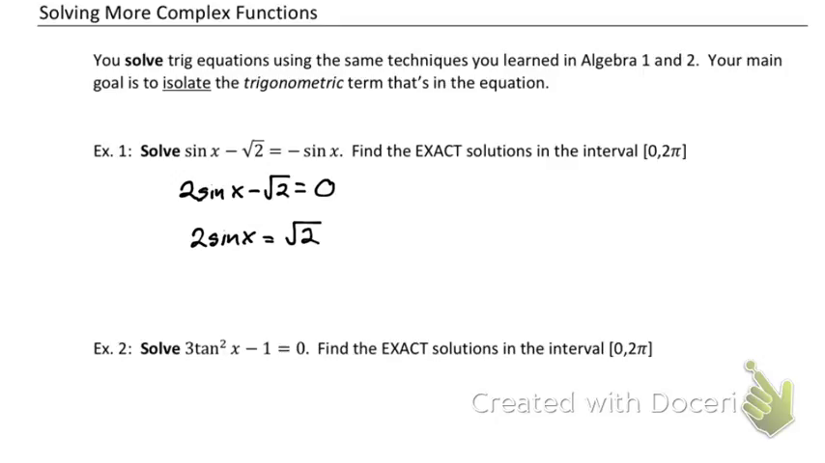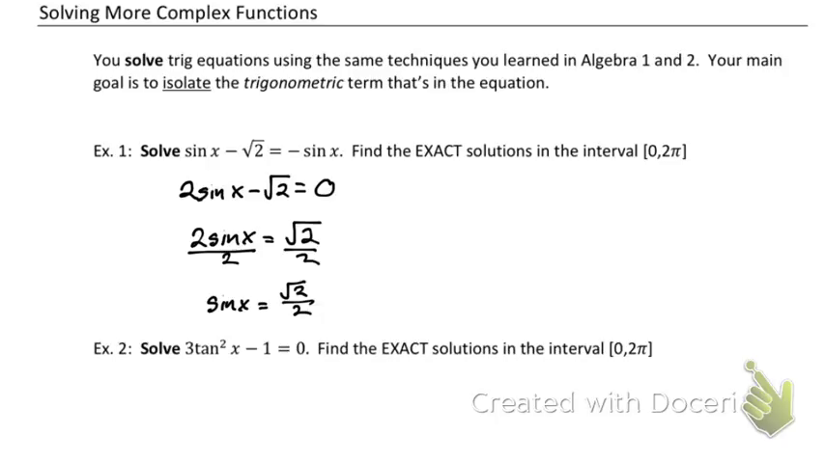Finally, it's just like if you have 2x equals 4, you divide both sides by 2. Same thing here. I'm just going to divide both sides by 2 to give me that sine x equals square root of 2 over 2. Well, that's what we did for bell work.